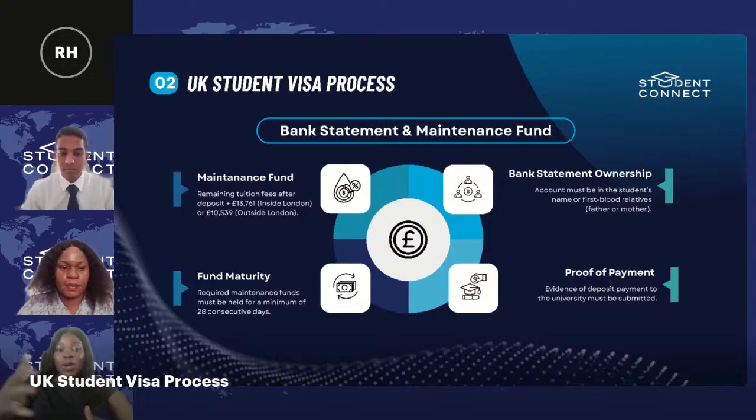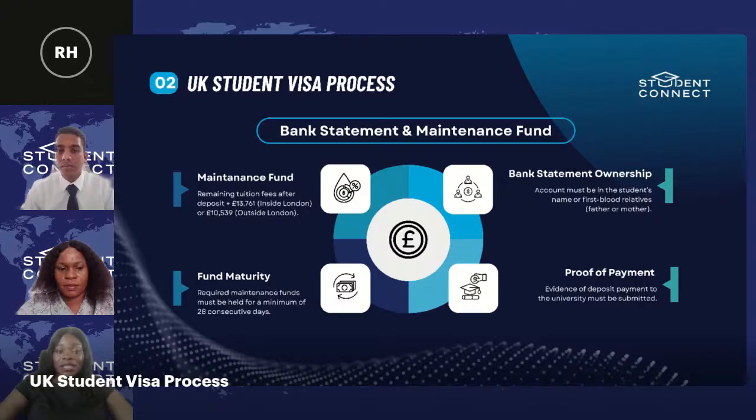Okay, moving on. You need to add what is left of your tuition to the living expenses, depending on the location of your university, whether it's inside London or outside London. Now, the fund maturity. This is where you consider the number of days that your funds would be maintained. You need to maintain the funds for at least 28 consecutive days before you apply for your visa.